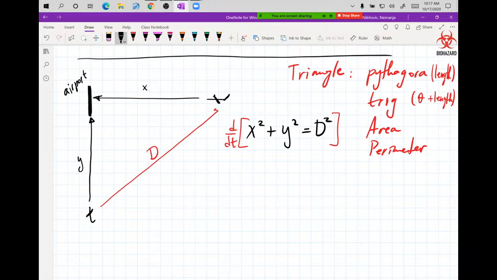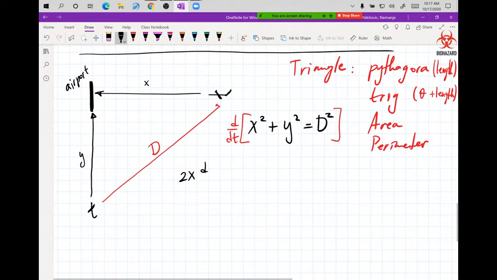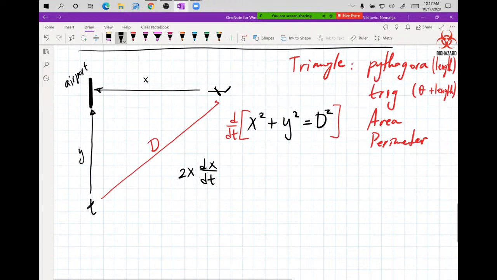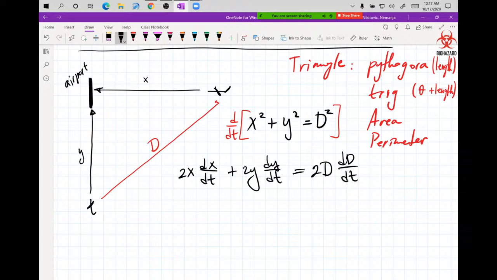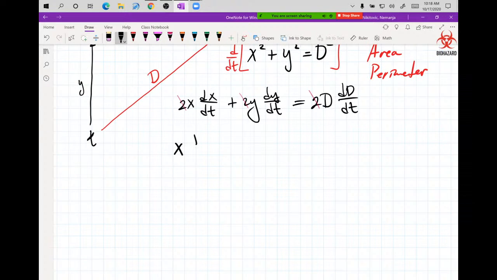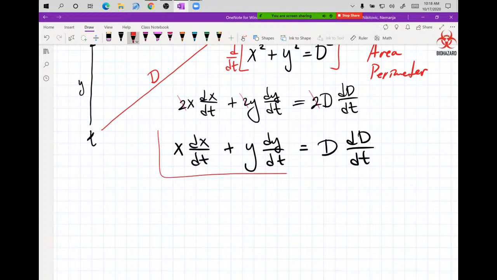So let's see, what is this derivative? Well, we have 2x dx/dt, because we took the derivative of x with respect to t, so we have to follow with the chain rule, plus 2y dy/dt, same rules, t and y not the same variable, so I have to follow with the chain, equals 2d dd/dt, which is what we are very interested in, the change in distance between the two planes in time. Now we can cancel the 2 everywhere, divide both sides by 2, and we finally have this equation: x dx/dt plus y dy/dt equals d dd/dt. This over here is our related rates model.